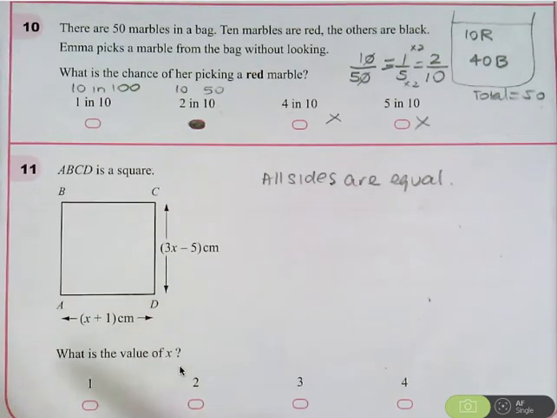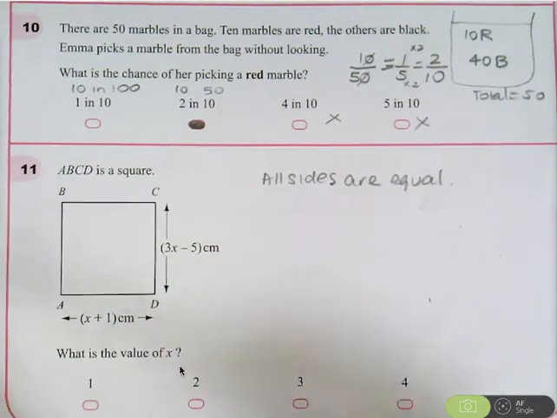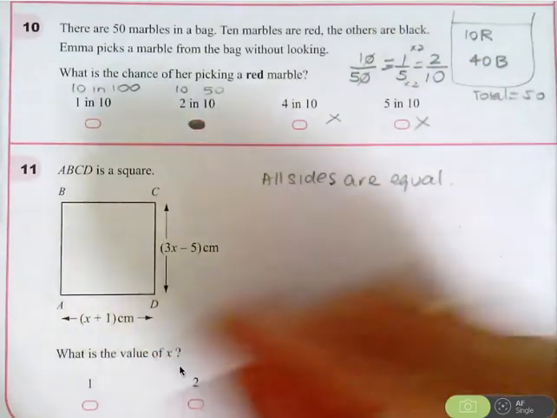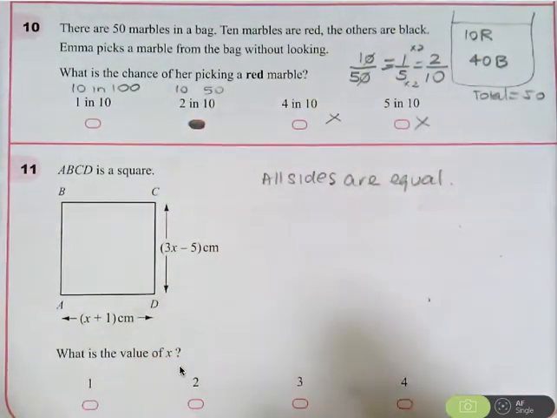The other way is to substitute these values of x into both of those and see which one gives you the same answer. So I'm going to do it by substituting first. Now when you've got 4 numbers like that, I wouldn't go for the smallest or the largest. Try 2 or 3.